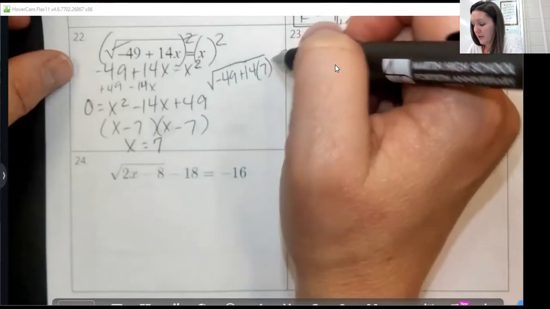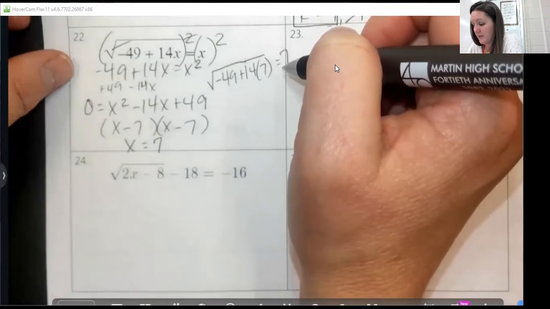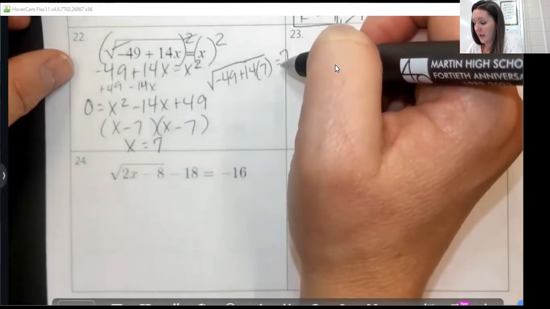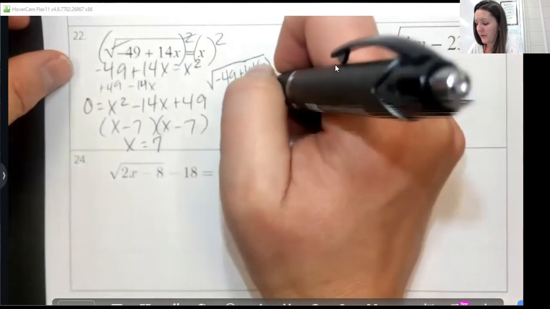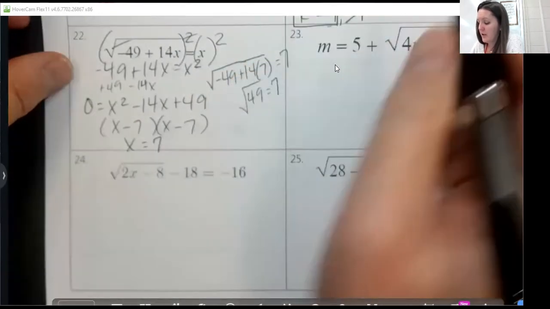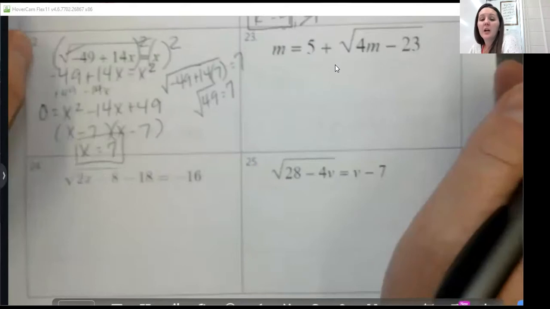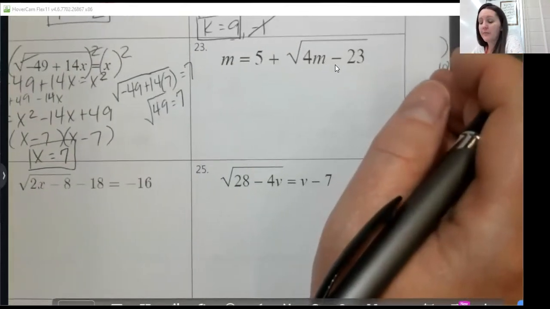So 14 times 7, I'm guessing that is what, 98? Yeah, so it ends up being positive 49. And that works. So that checks out. Yay. All right, next one.